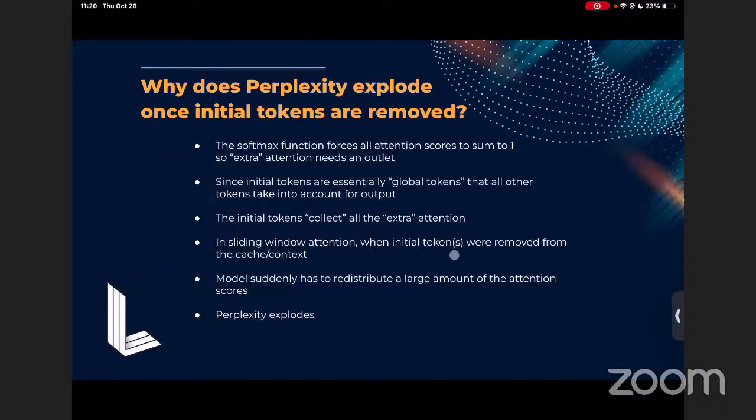And then in sliding window attention, when the initial tokens are removed from the cache context because the window has slid away from the first tokens, then the model suddenly has to redistribute a large amount of the attention scores. And so perplexity would explode.